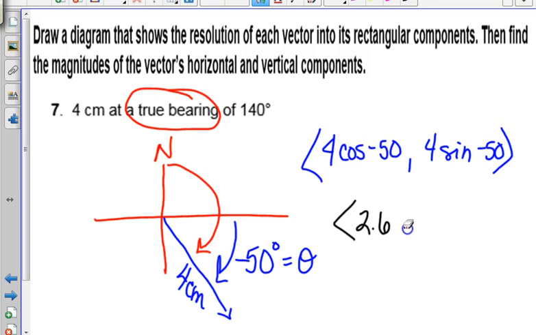2.63 and then negative 3.1. Anybody agreeing with those? Thank you.